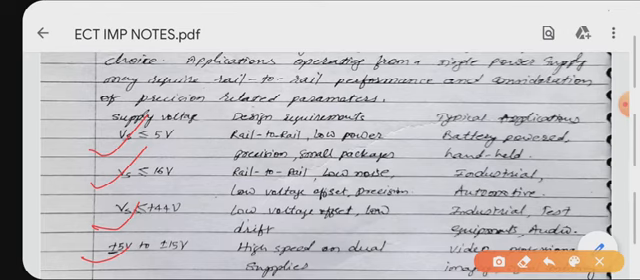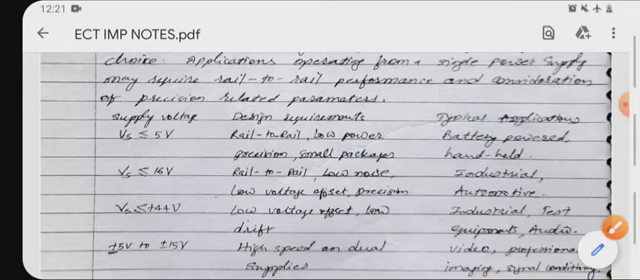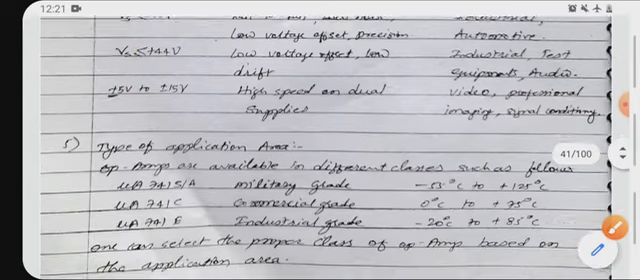So these are the design requirements and these are typical applications. So based on the applications, you have to select the operational amplifier which will work on the proper power supply, VCC, that means supply voltage. Okay, so let us move further.